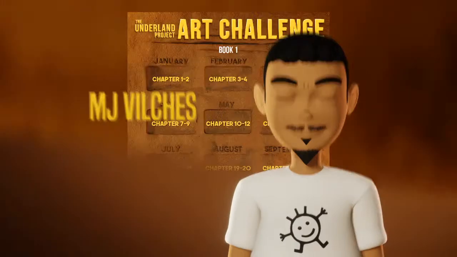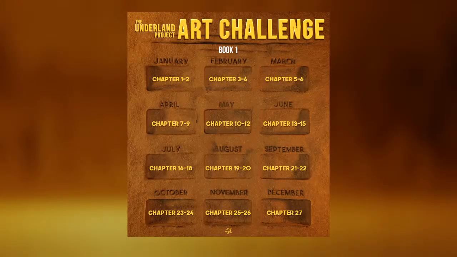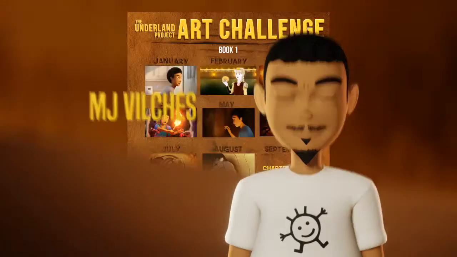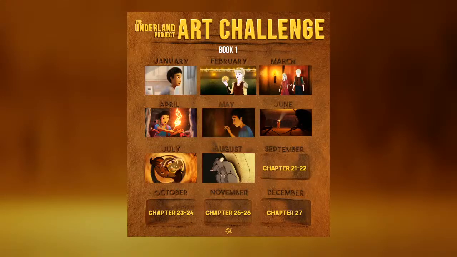Everyone, my name is MJ Vilches, and welcome to part 3 of this month's September TUP Art Challenge art stream. For this month, we're going to be working on chapters 21 to 22, and I've chosen Tick's awesome, noble, and her last acts towards the princess in the books.